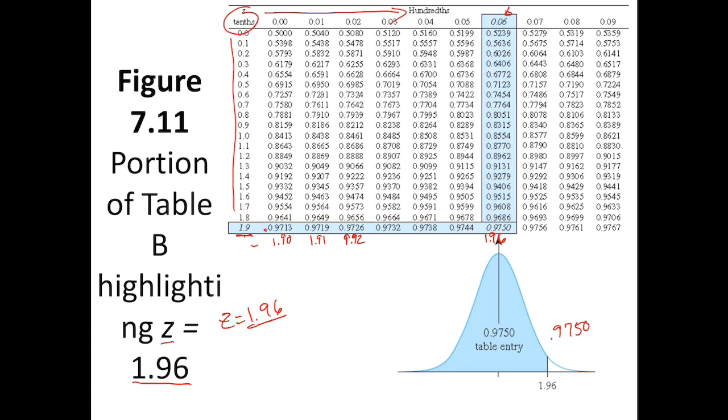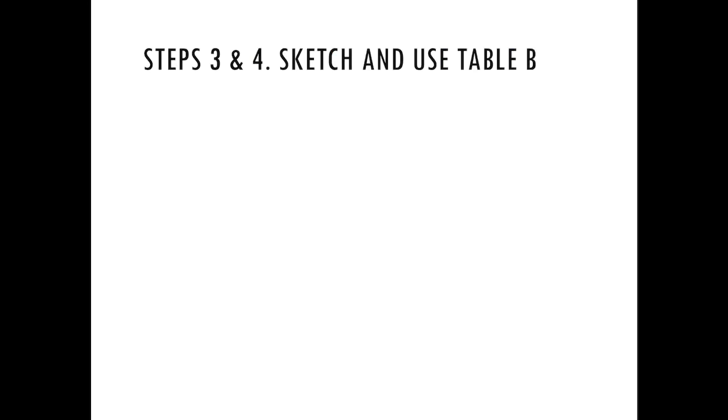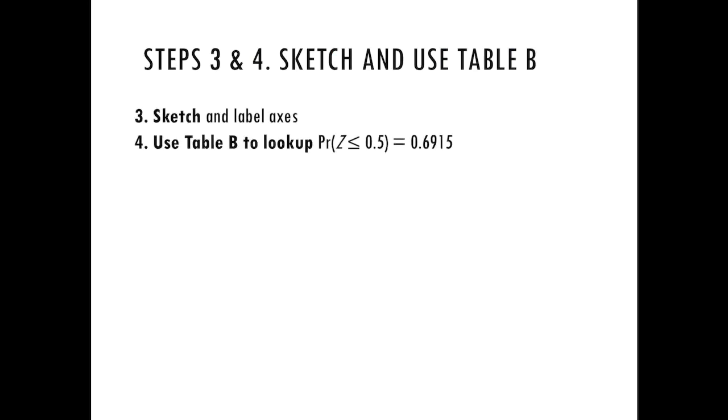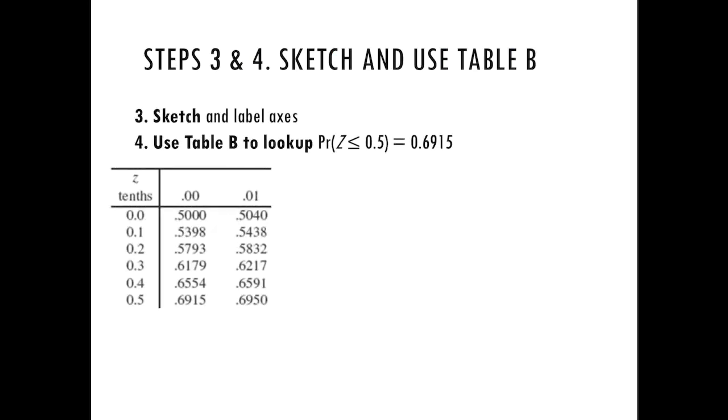You can do this with anything. The hardest part, where I see most people mess up, is they'll get a z value and they'll stop there. If you write this equals z after writing it down, you'll know you have to go to table B. And when you go to table B, you find your z tenths, which is going to be this part of the problem, and then you follow it over to the z hundredths and find your value, and that will give you the percentage.